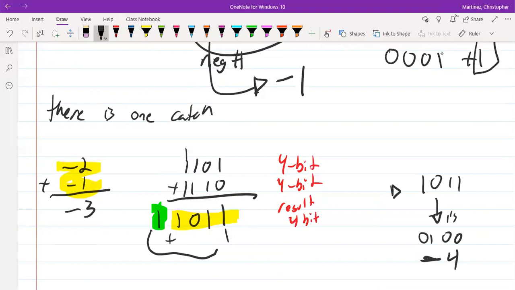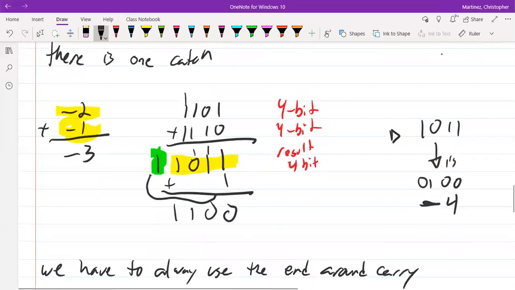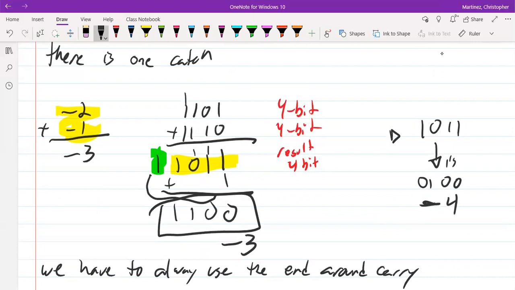So let's add in this 1 bit here. What's 1 plus 1? That's 2. 2, 1, 1. And this here, that ends up being a negative 3. So if I get 1, 1, 0, 0, I do 1's complement to it. I get 1, 1, 0, 0. Well, that's the number 3. And then the most significant bit being a 1.